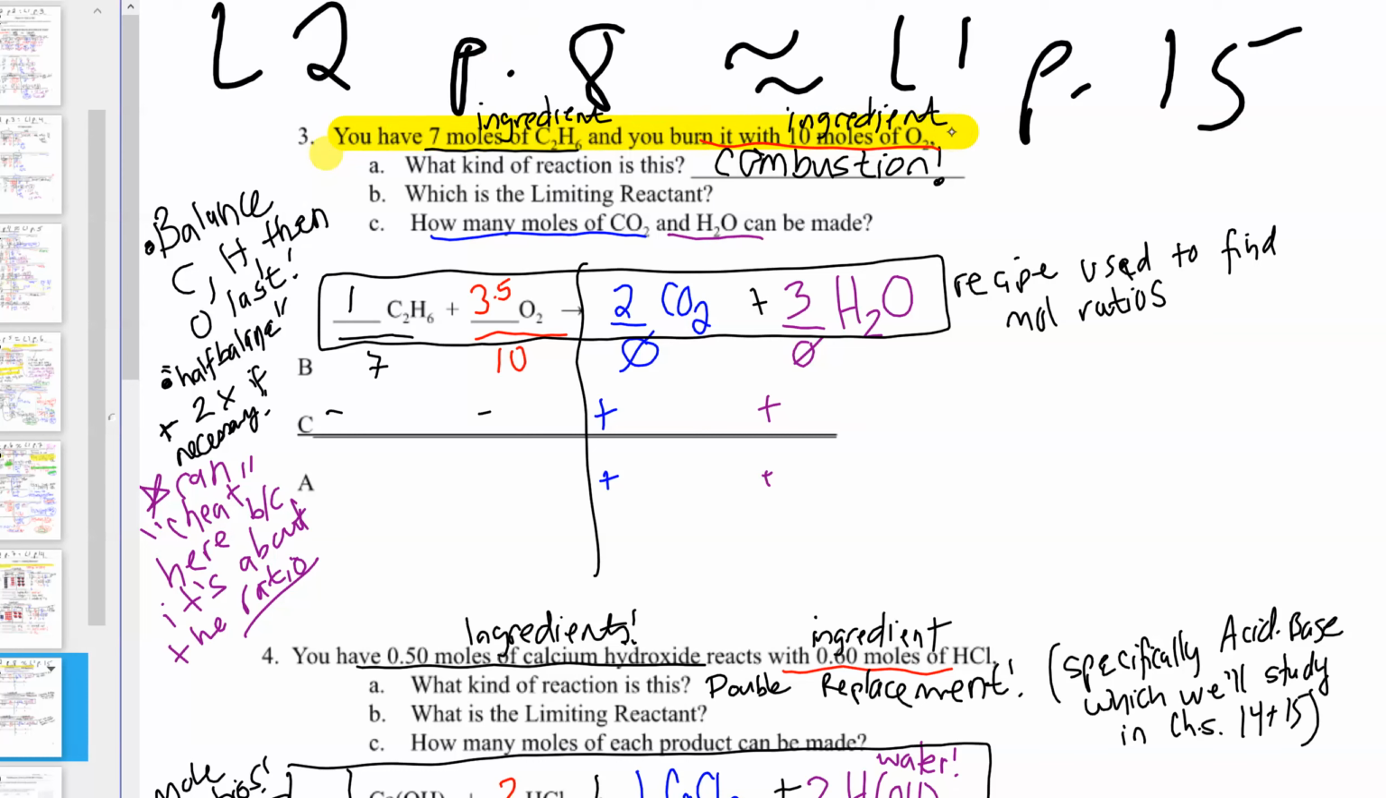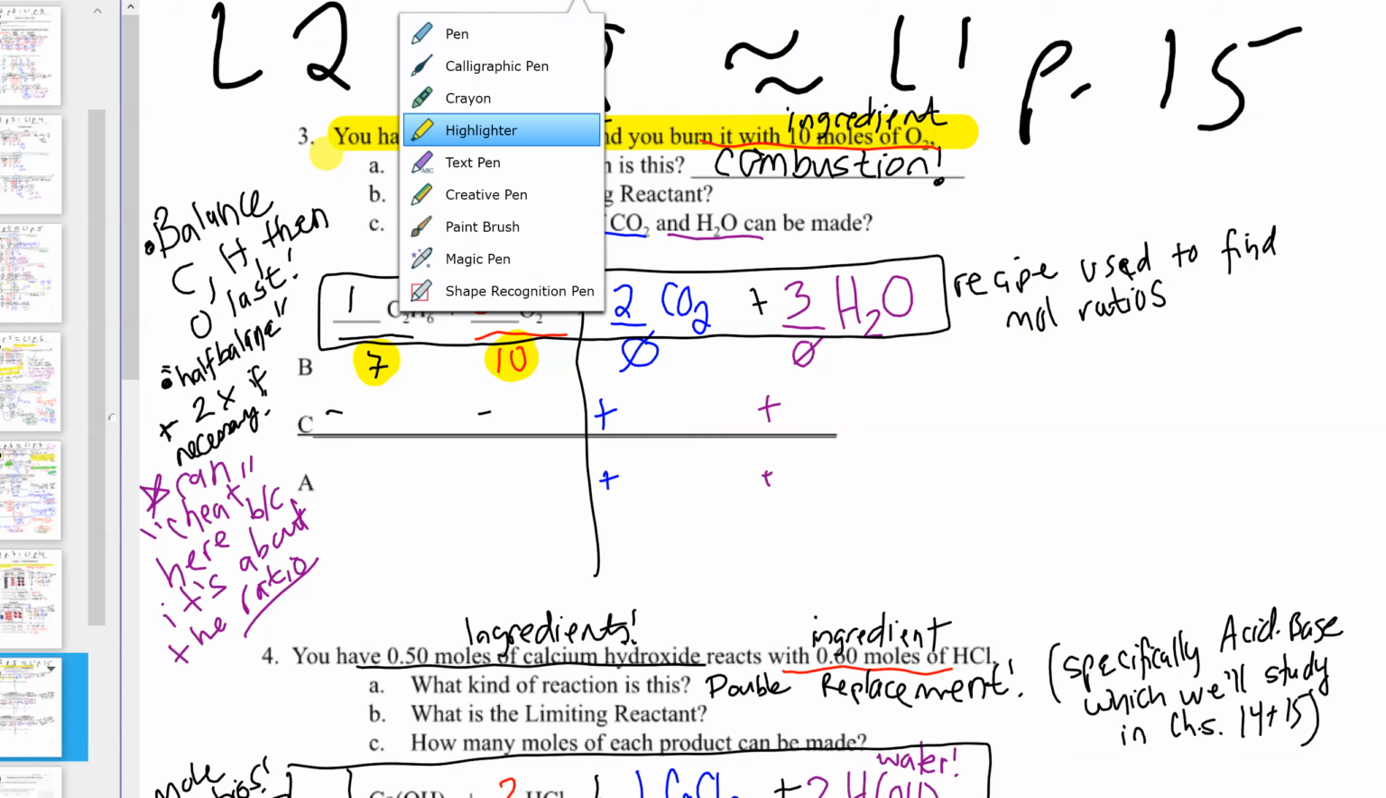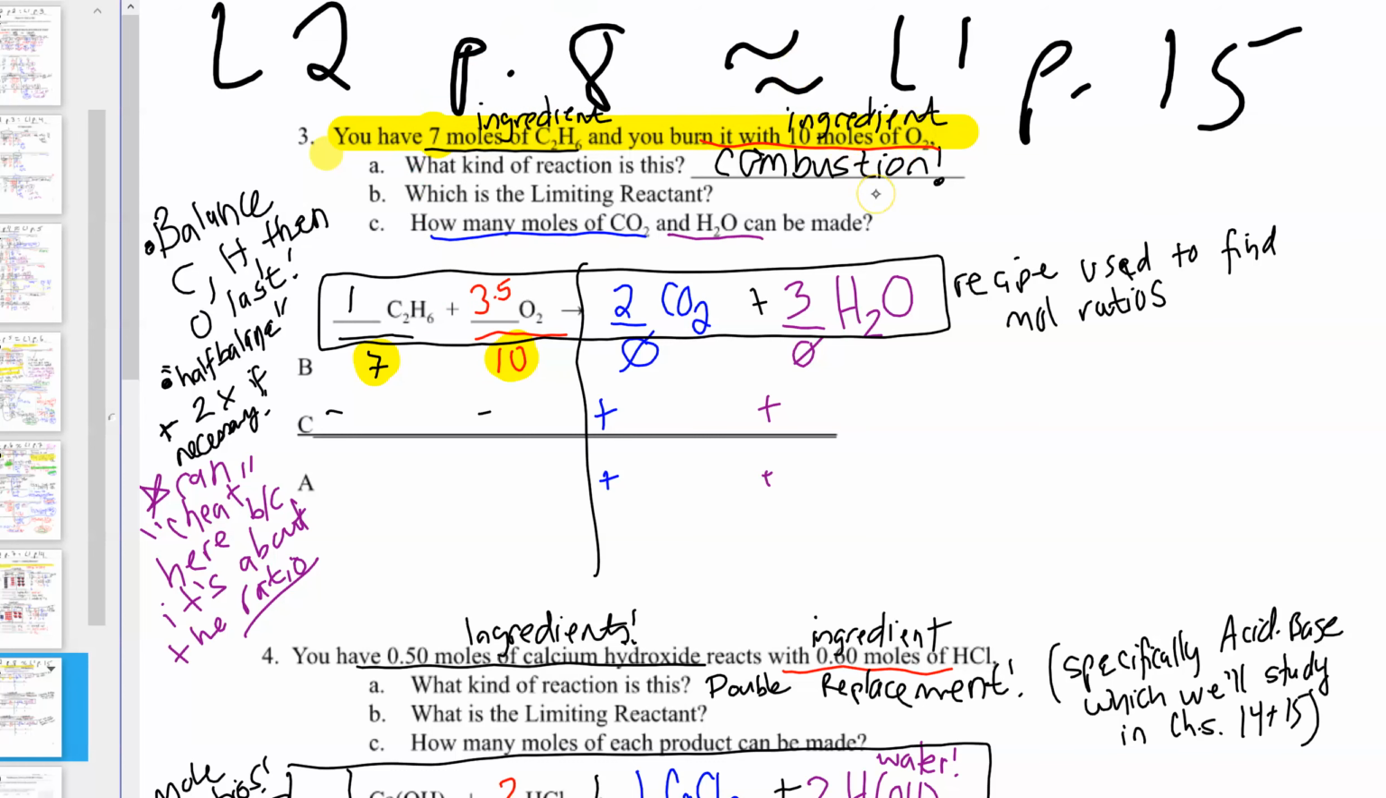So you have 7 moles of C2H6. That's a hydrocarbon, so it goes right here. That's where this 7 came from. It came from right here, and that's where this 10 came from. And you burn it with 10 moles of O2. First of all, what type of reaction is this? Combustion, where things blow up. And all combustion is a hydrocarbon plus oxygen burning to give us CO2 and water vapor.